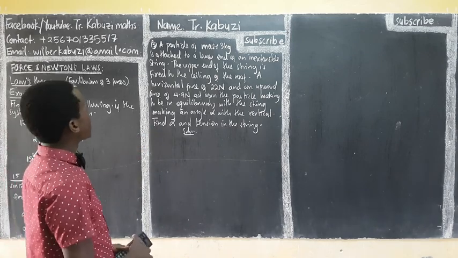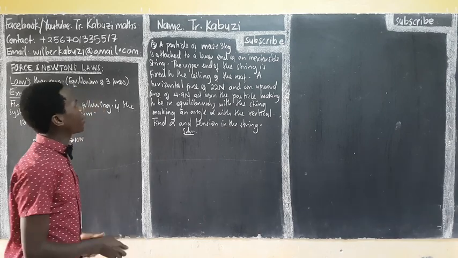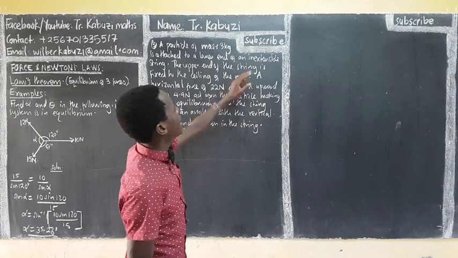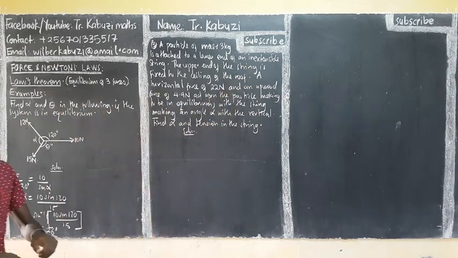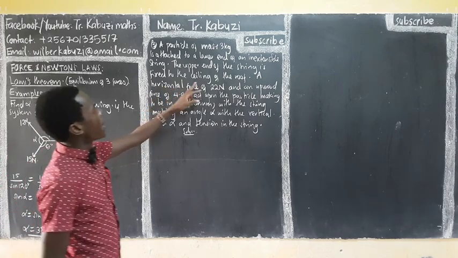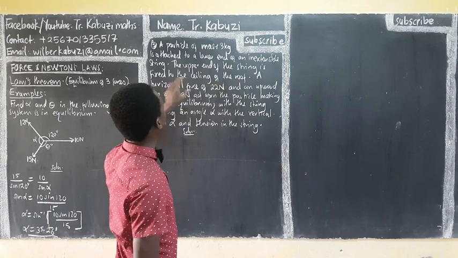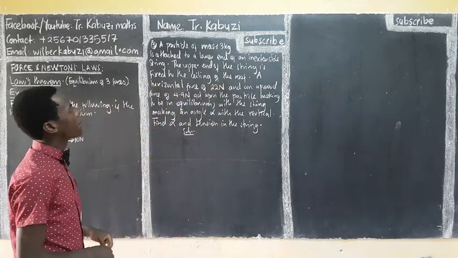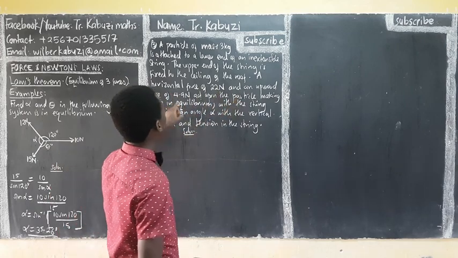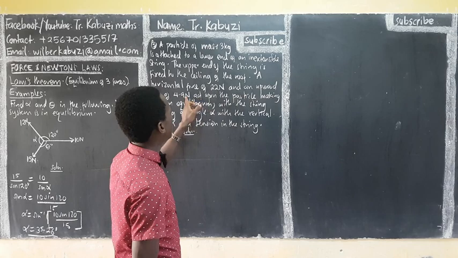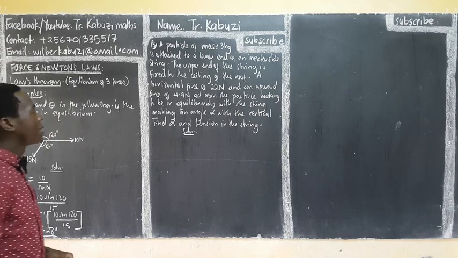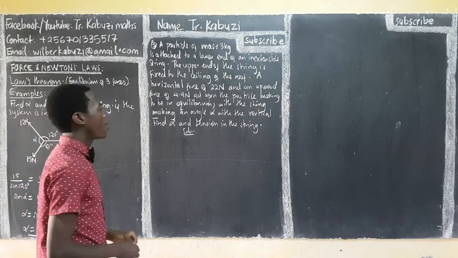Okay, let us turn to this. A particle of mass 3 kilograms is attached to the lower end of an inextensible string. That means that the string is not elastic. The upper end of the string is fixed to the ceiling of the roof. A horizontal force of 22 newtons and an upward force of 4.9 newtons act upon the particle, making it be in equilibrium, the string making an angle alpha with the vertical.